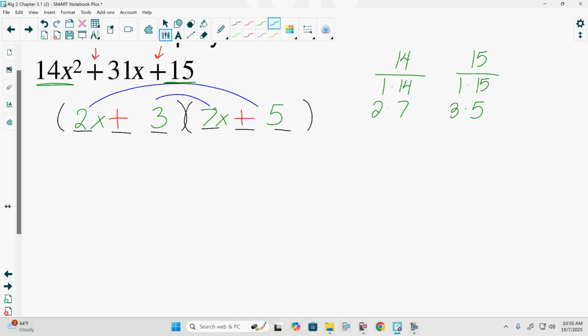Because 2x times 5, 2 times 5 would be 10x, positive 10x. 3 times 7x, 3 times 7 would be 21. We still have the x, they're both positive, so 10x plus 21x, 10 plus 21 is 31x. Is that the middle term we wanted? Yeah.